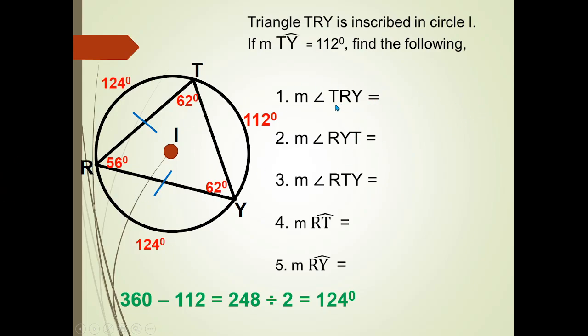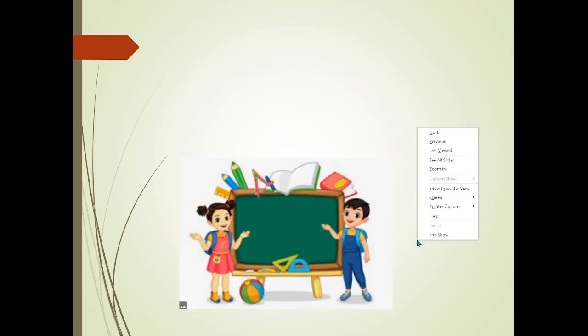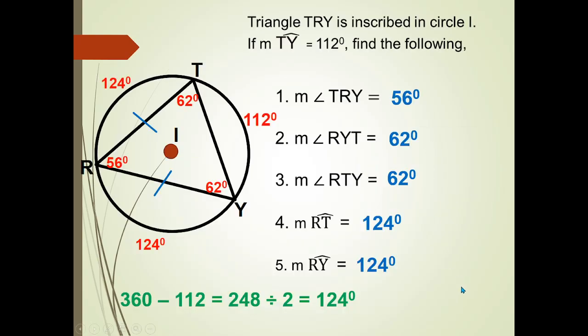The measure of angle TRY is 56 degrees. The measure of angle RYT is 62 degrees. The measure of angle RTY is 62 degrees. The measure of arc RT is 124 and the measure of arc RY is also 124. Okay, so that's how to answer this type of problem, which is similar to your written work number 2.